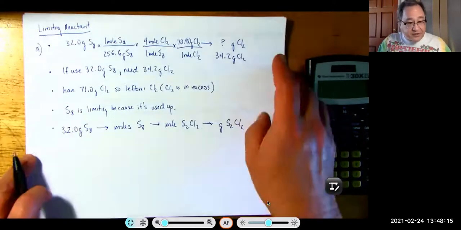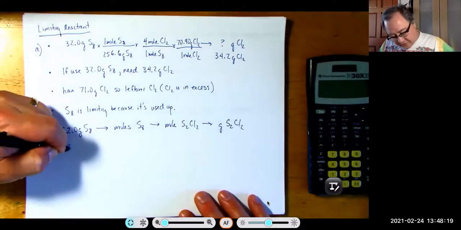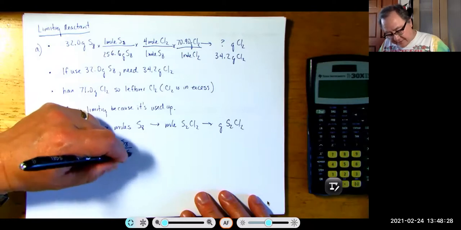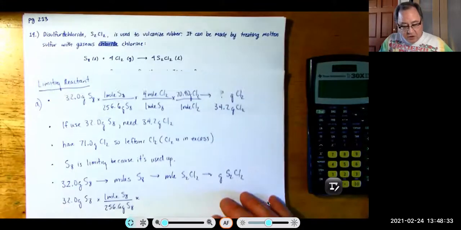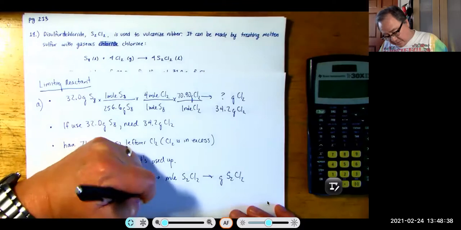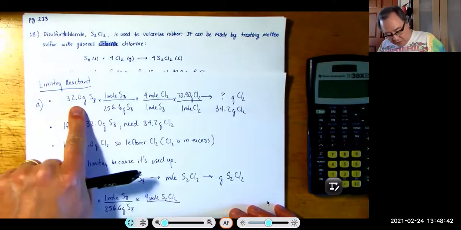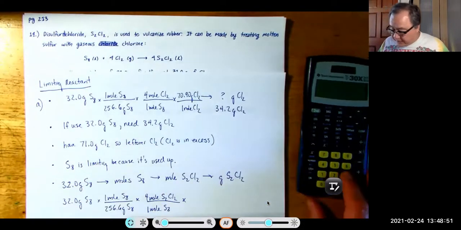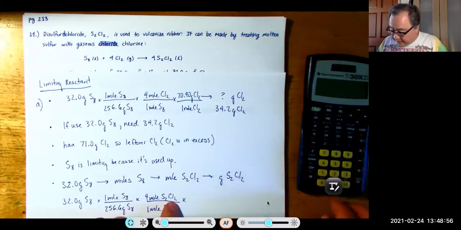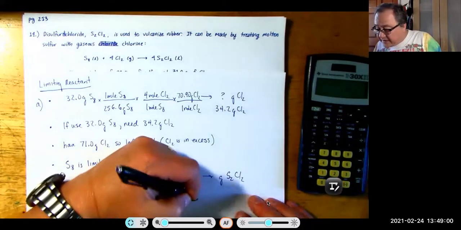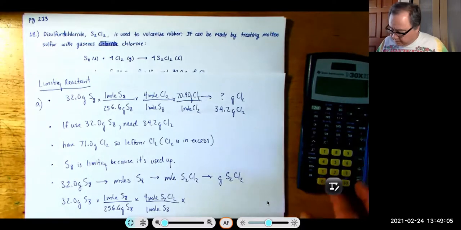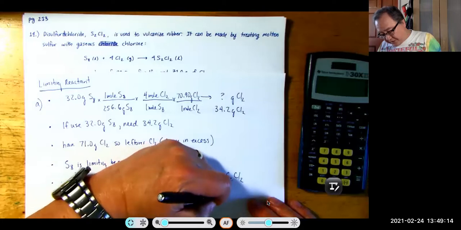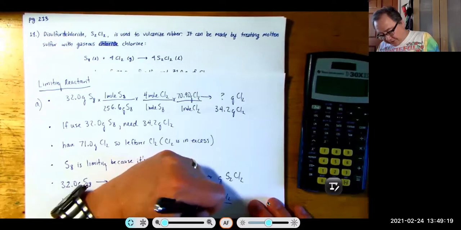So the yield is going to be based on the limiting. So we're going to have 32.0 grams of S8 times 1 mole of S8 over 256.6 grams of S8, times, according to our balanced reaction, 4 moles of S2Cl2, disulfur dichloride, over 1 mole of S8. And then for disulfur dichloride, we have 32.07 times 2, and then we have to add our 70.90. And we get 135.04 grams of S2Cl2 per 1 mole of S2Cl2.